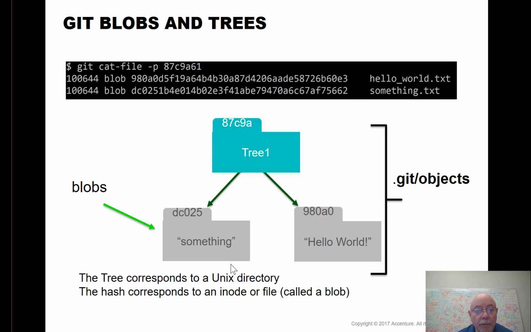And if we look, for example, here I'm doing a git cat-file on the tree, and you'll see that it contains information. It contains the name of the file, which is this long hash, but it also contains the friendly file name, so helloworld.txt and something.txt. Okay, so let's take a look first then at the file system.